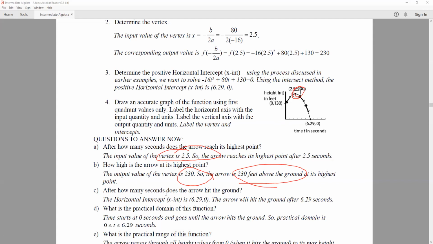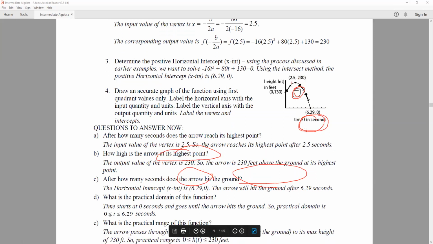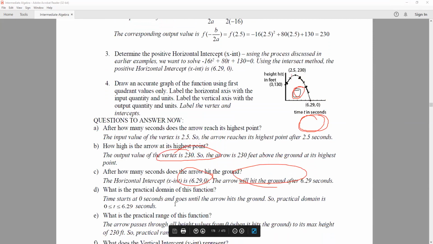C, after how many seconds does the arrow hit the ground? Now let's go to the graph here. It hits the ground at 6.29 seconds, right? That is the horizontal intercept. So you put it in there. What is the practical domain? We have it right here. It goes from 0 to 6.29.